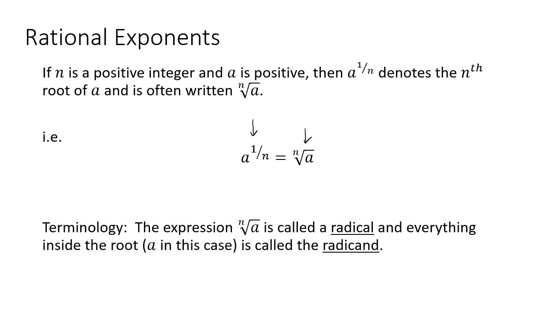Now a little bit of terminology before we move on. The expression nth root of a, anytime you're dealing with roots at all, is called a radical. So we don't call them roots specifically. We can use that as a shorthand or colloquial term, but they're technically called radicals. On top of that, with a lot of our applications, we specifically need to refer to the stuff inside of the root, and if that's the case, we call that the radicand. So a in this case would be the radicand because that's everything inside of the radical.